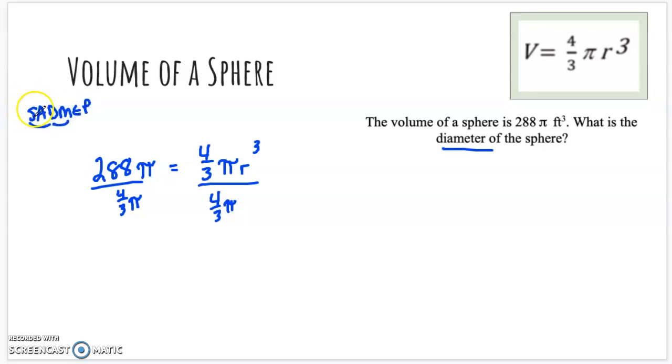Okay, so I don't have any addition and subtraction, so I'm going to get rid of my multiplication next.